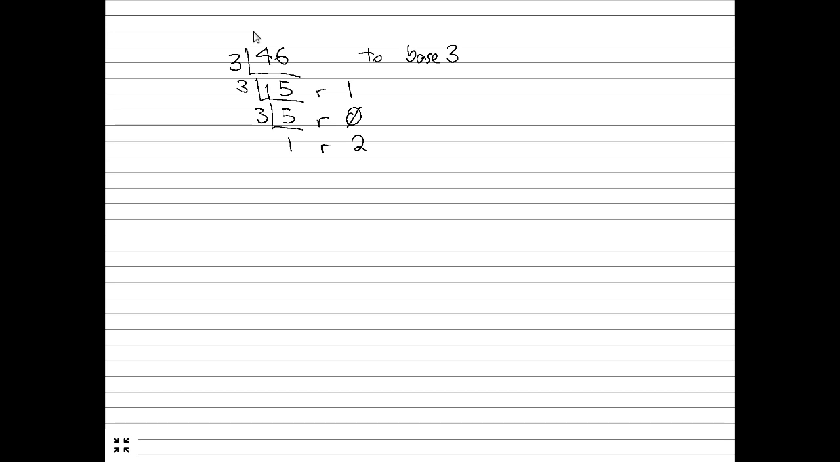The question is, what is the base 3 number? How do we read this? Are we reading this as 1201 in base 3, or as 1021 in base 3? We know it's one or the other, because it doesn't make sense to read these digits in a more random way. So the correct order is the most significant digit is this one here. This is what we call the most significant digit, MSD. So now we know the number is 1201 in base 3, and this is 46.